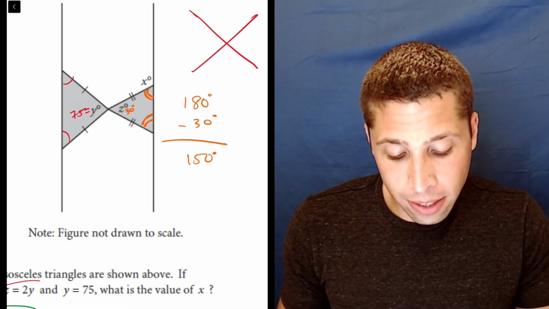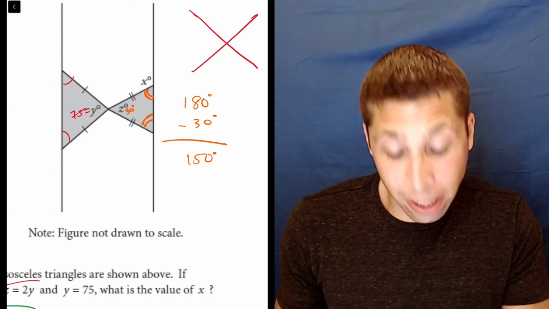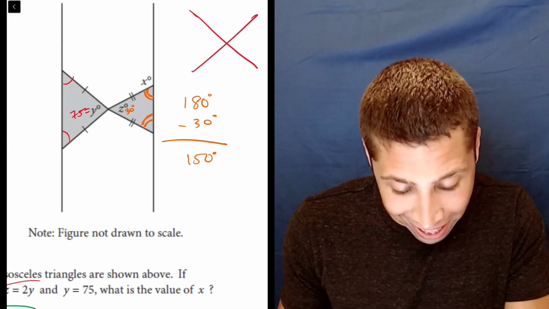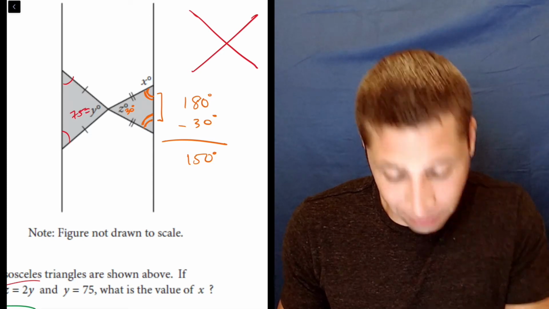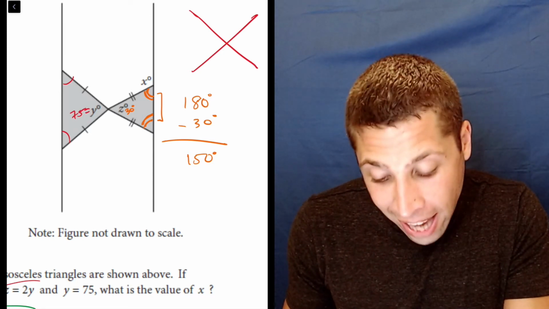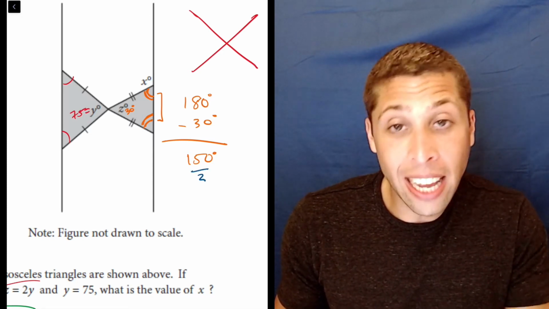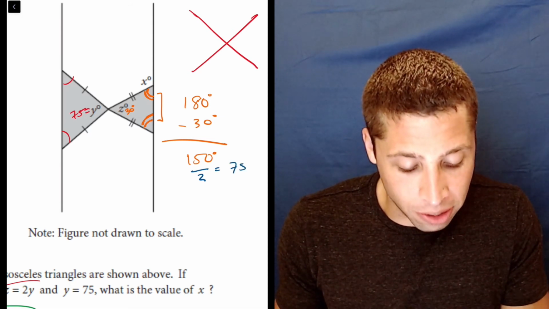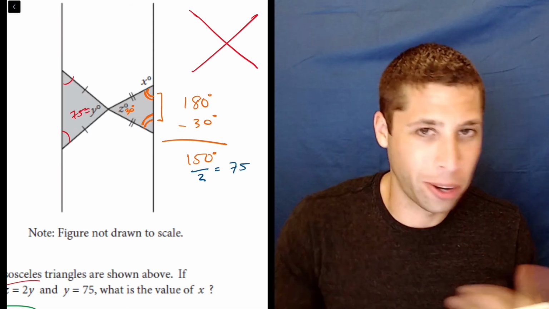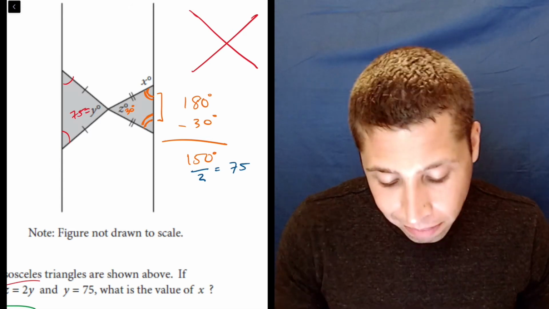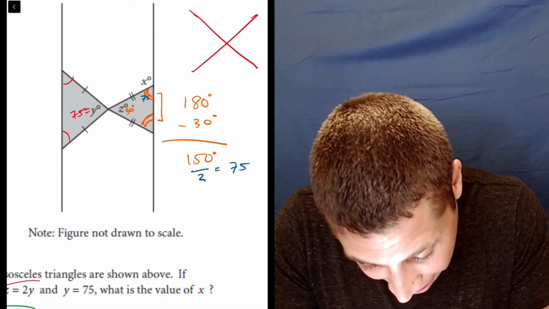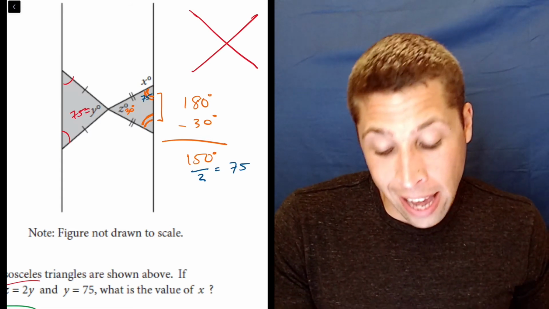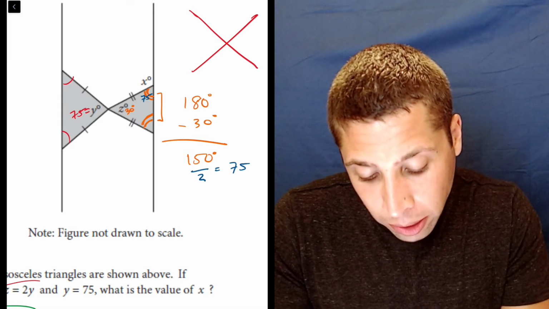But that's divided by two angles, right? So these two angles together are 150. We should divide that value by 2 to get the value of each angle, which is 75, which is kind of weird. That's what we had before. But that's this value. And then how does x relate to that?